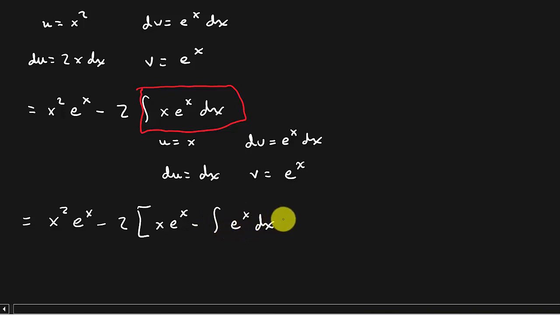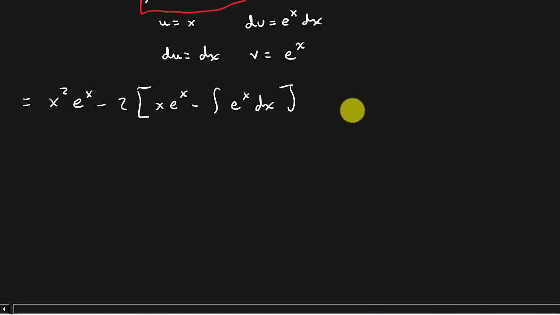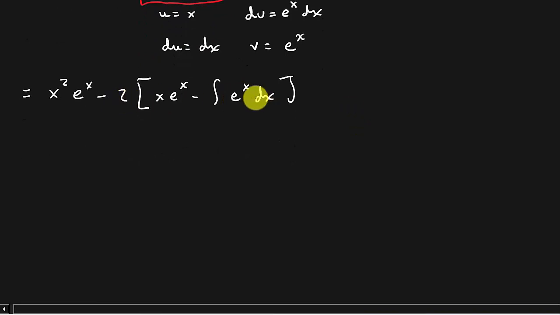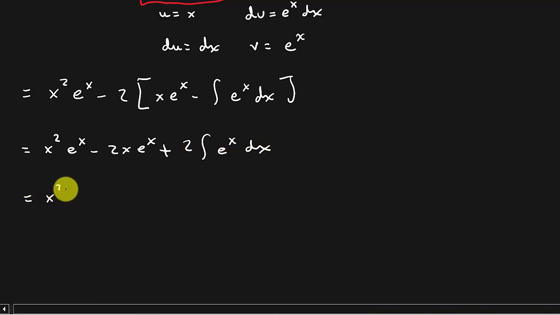Before I integrate, I'm going to go ahead and just distribute that -2: minus 2x e to the x plus 2 integral e to the x dx. And so this is going to be x squared e to the x minus 2x e to the x plus 2, and then the integral of e to the x is just e to the x, plus c.